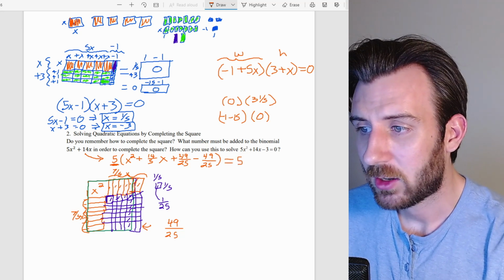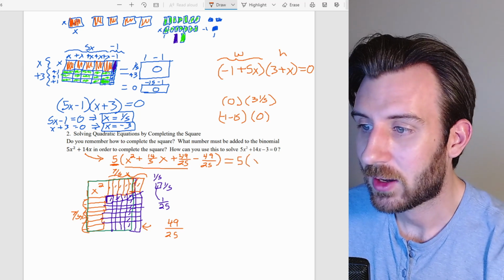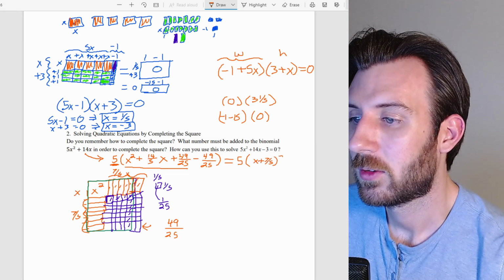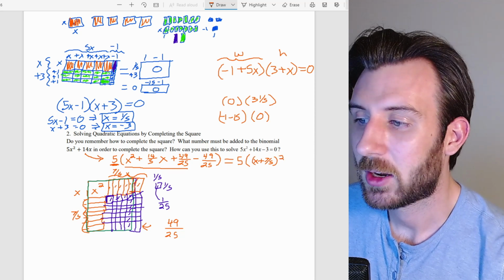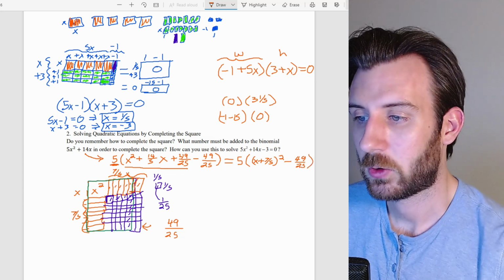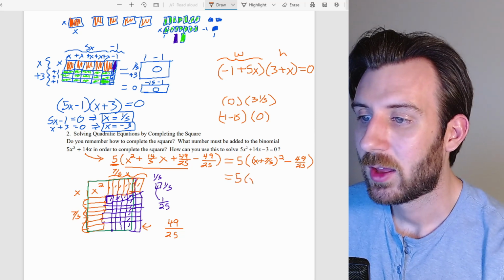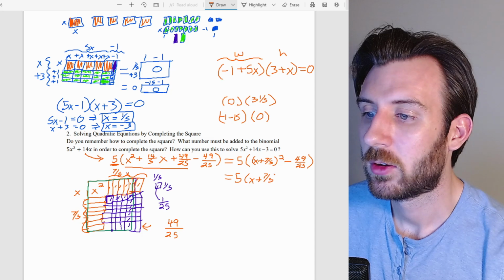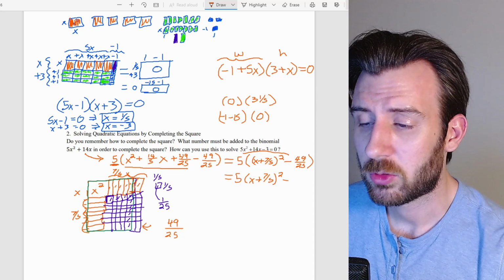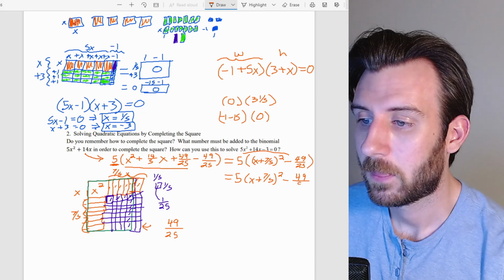I have my 5 on the outside. My first 3 things were what I made from my square, so I can write that as x plus 7/5 squared. And then I have my minus 49 over 25. Okay. And then we can come back through and make this simpler. It would be 5 times x plus 7/5 squared minus whatever 5 times that thing all the way over there is, which would be, oh, there's a 25 on the bottom, so we could simplify that. That would be 49 over 5. And there you have it.